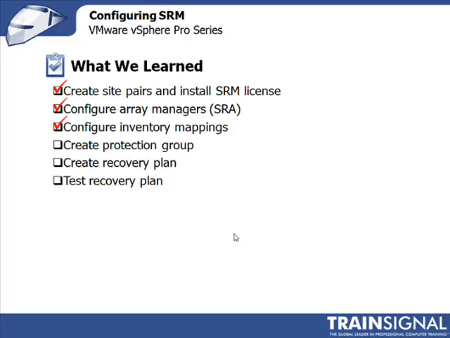Then we learned how to configure inventory mappings, mapping virtual machine folders, virtual networks, and resource pools from the protected site to the recovery site. We then learned how to create protection groups to protect virtual machines that are stored on protected data stores. Protected data stores are replicated SAN volumes between the protected site and the recovery site. We then had to find a way to recover those virtual machines, so we created a recovery plan at the recovery site, and this would establish the order and the resources and the priority for restoring virtual machines to that recovery site.